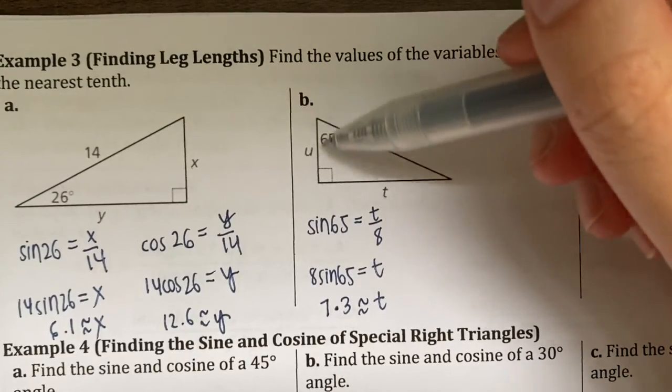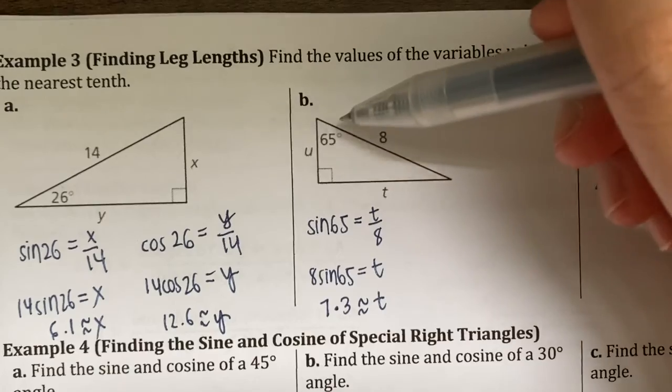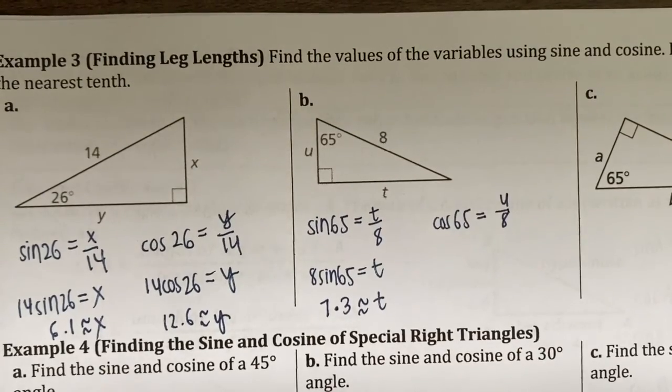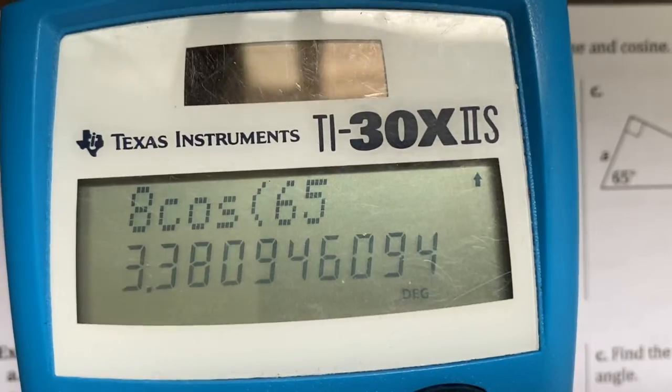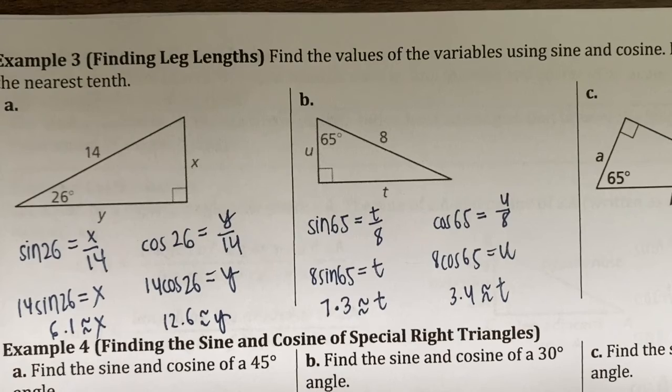Now let's look for U. U is adjacent to angle 65, so we're going to use cosine. This gives me an equation of cosine of 65 is equal to U over 8. We'll cross multiply, and then let's put this into our calculator. This rounds to 3.4.